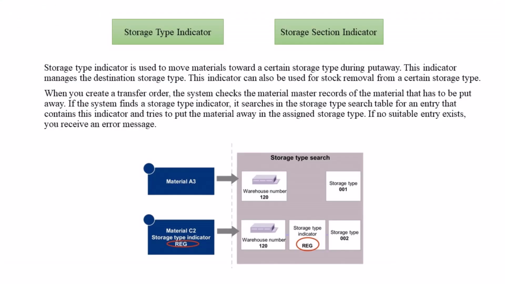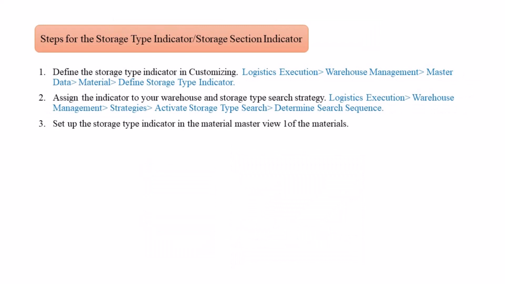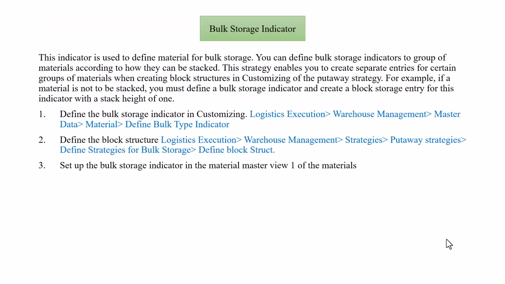The customization for the storage section indicator is similar to the storage type indicator. First you have to define the storage section indicator, then you have to assign that indicator to the storage section search strategy, and you have to set up the storage section indicator in the material master view. The next indicator is the bulk storage indicator. The bulk storage indicator is nothing but an indicator that defines which material is to be treated as bulk storage.